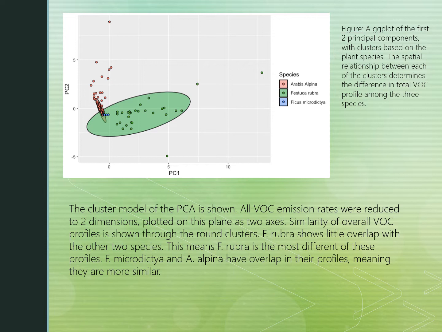And they're color-coded here, showing that the Festuca rubra had the most significant differentiation in VOC profile, as it's all concentrated on the horizontal axis. And the other two species, Arabis alpina and Ficus microdetia, are overlapping to some extent, meaning that their VOC profiles, in terms of compound classes, do have some overlap there.